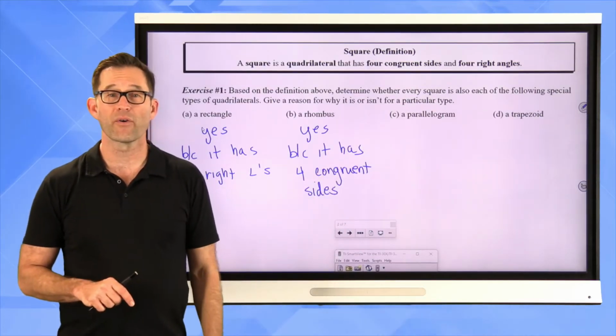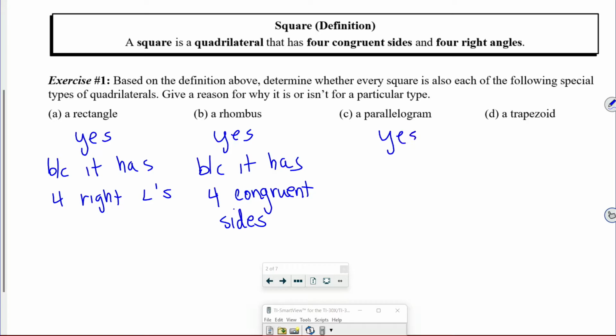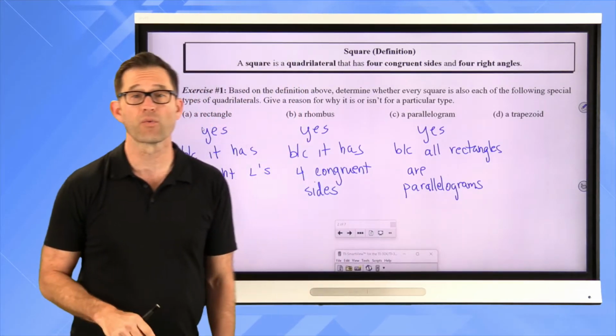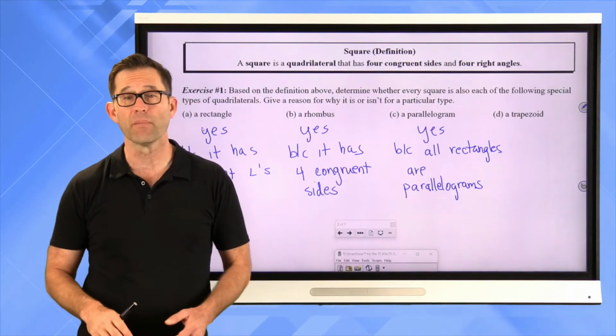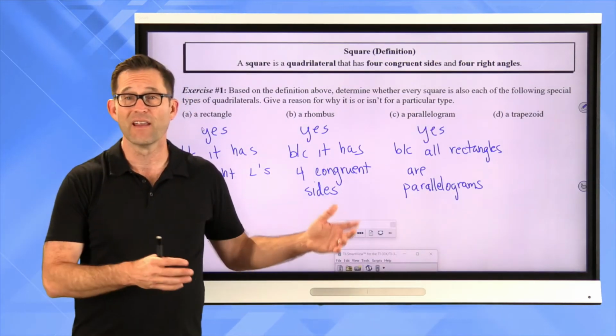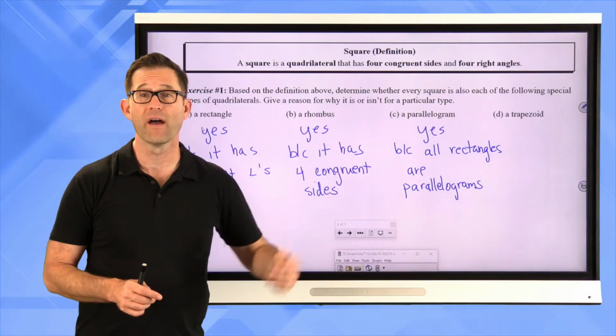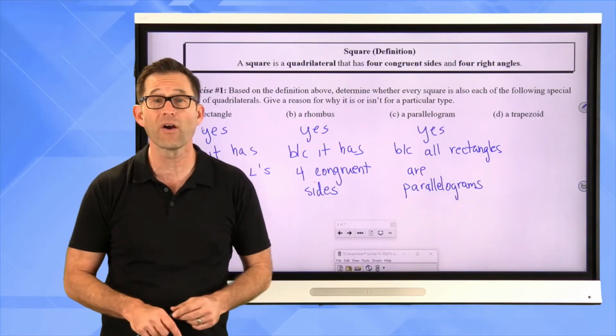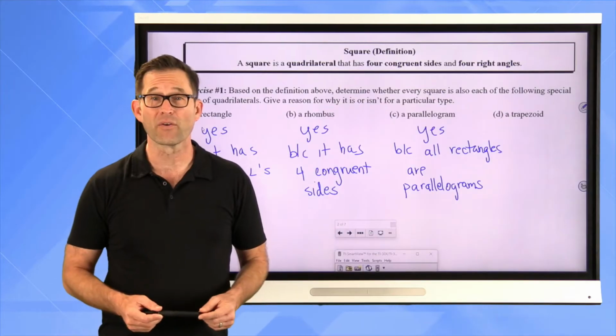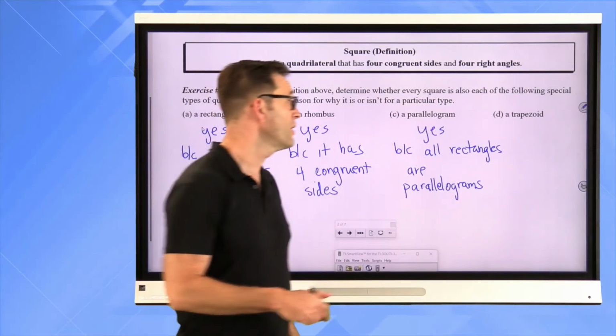Is a square a parallelogram? Yes. And here I could give 2 reasons, but I'm just going to go with the first one because all rectangles are parallelograms. Or I could say all rhombuses are parallelograms. Right, either way, because every square is a rectangle or every square is a rhombus, right? And those 2 are both parallelograms, then every square is a parallelogram, which means every square gets every property that parallelograms have. And finally, is a square a trapezoid?